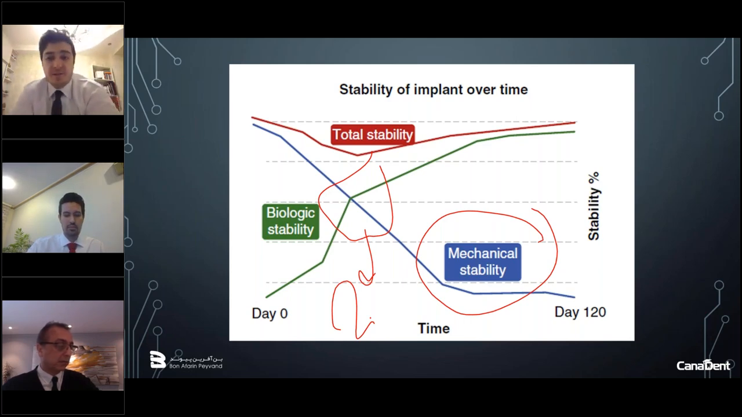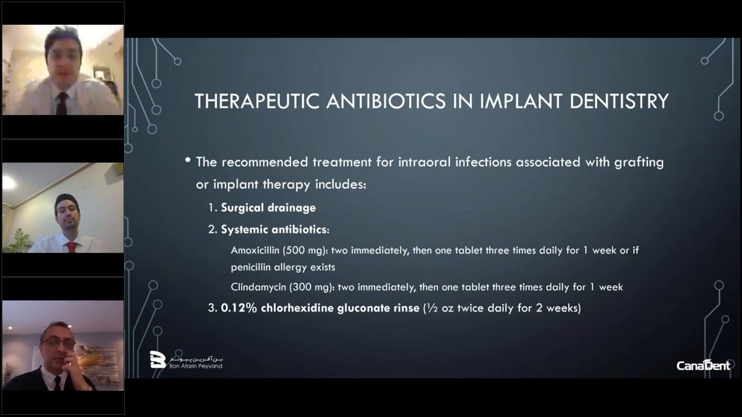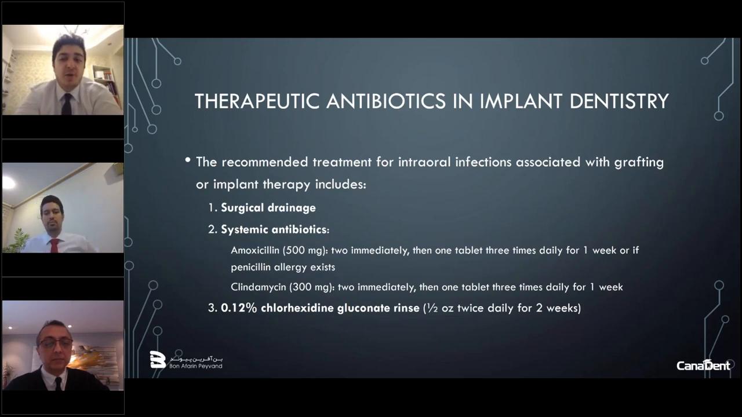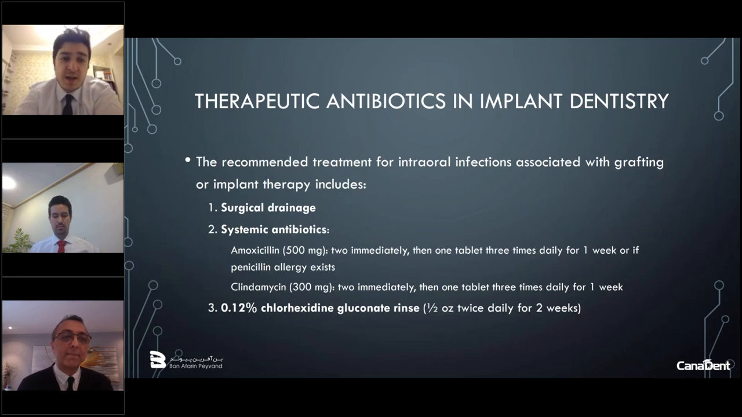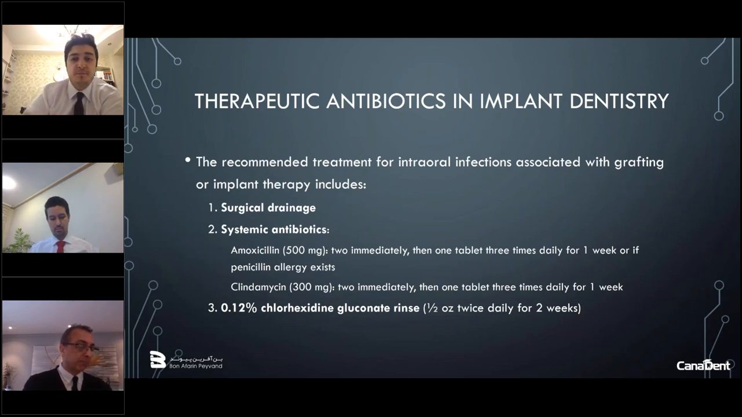There is a debate whether antibiotics after implant placement are needed or not. Studies have shown that the major role of antibiotics is in the prophylactic phase, and there is no need afterwards unless an infection occurs. The recommended treatment for intraoral infections is, as always, first surgical drainage, and after that, systemic antibiotics like amoxicillin and clindamycin, in cooperation with a gluconate-rich chlorhexidine, must be used in order to treat the intraoral infection caused by implants.